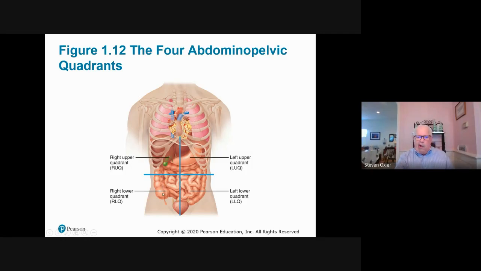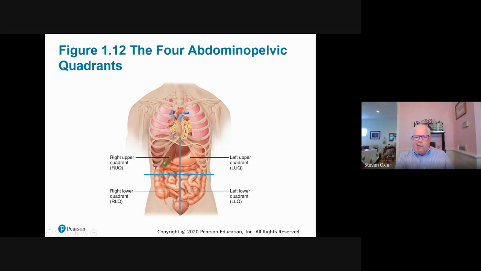The right lower quadrant is your small intestine and your appendix. So when you get right lower quadrant pain, it's your appendix probably that's giving you the problem. In the left upper quadrant is your stomach and your pancreas and your spleen. So that's important. Those are the organs in the left upper quadrant. In the left lower quadrant, basically, it's your colon.